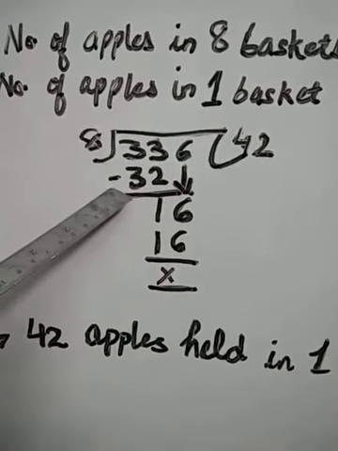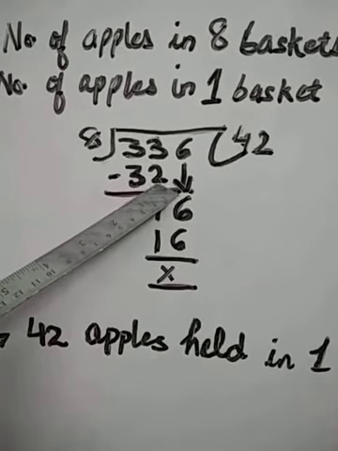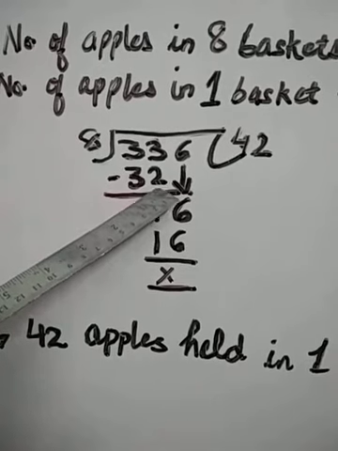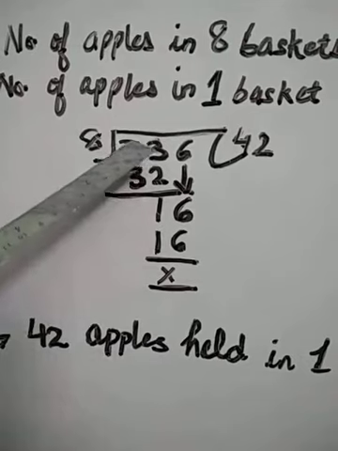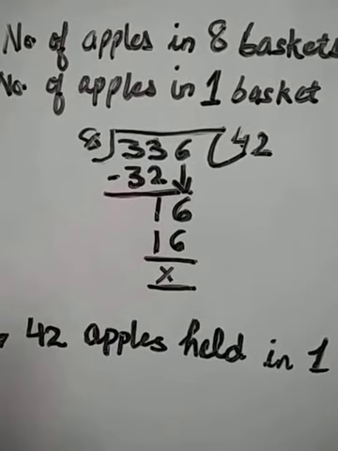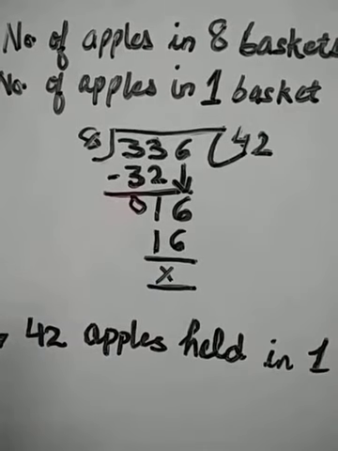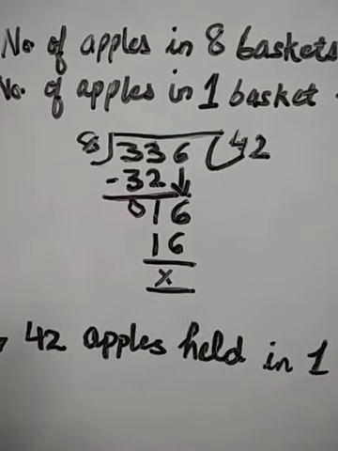Now I will do subtraction. 3 minus 2. Now students, keep one thing in your mind. Start doing subtraction from the right side. 3 minus 2 is 1. 3 minus 3 is 0. So I have done the subtraction here. 3 minus 3 is 0. And after subtracting 3 minus 2, I have got 1.